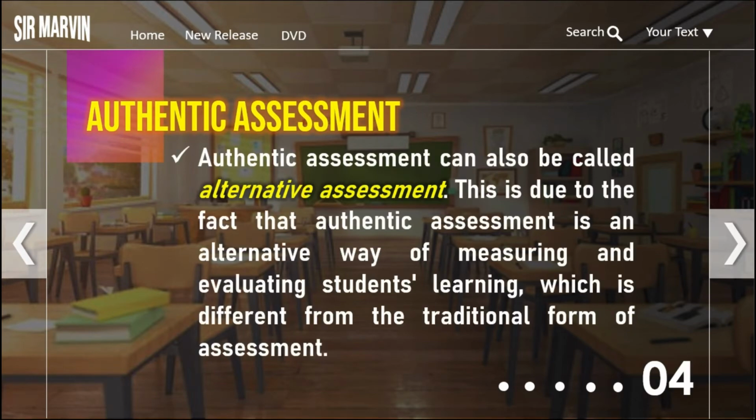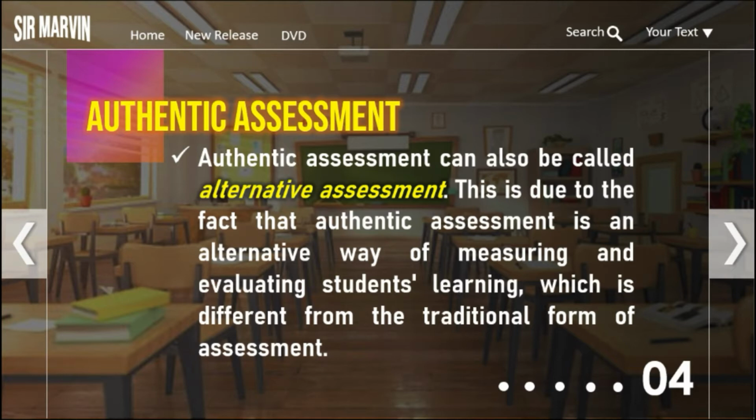Alright, authentic assessment can also be called alternative assessment. This is due to the fact that authentic assessment is an alternative way of measuring and evaluating students' learning, which is different from the traditional form of assessment. So, ang authentic assessment, tinatawag din siyang alternative. Okay? Pag sinabi kasi nating alternative, pwedeng maging substitute. Okay? Kasi hindi lang naman traditional form of assessment ang pwede natin gamitin sa mga students. Hindi pwedeng nagre-rely lang tayo dun sa mga objective type of test.